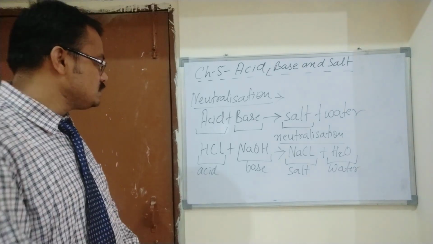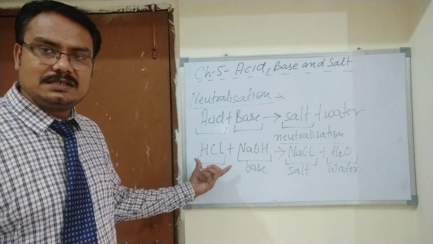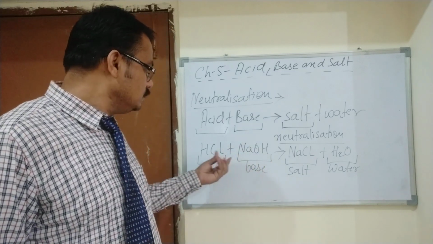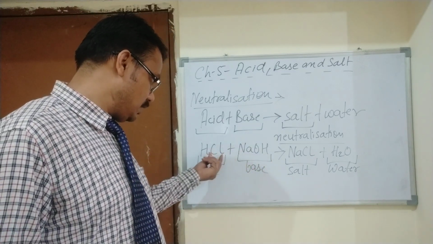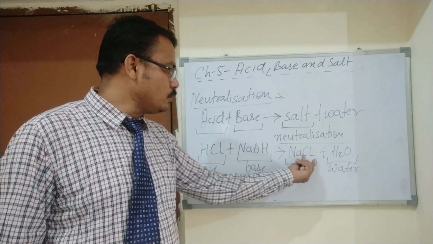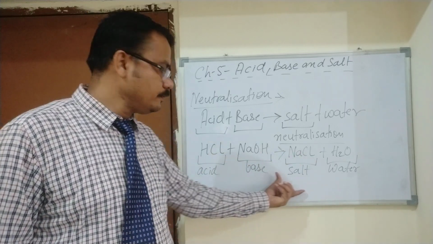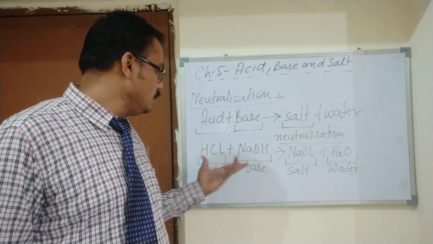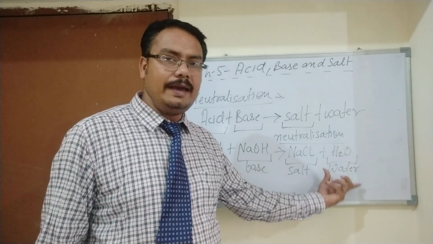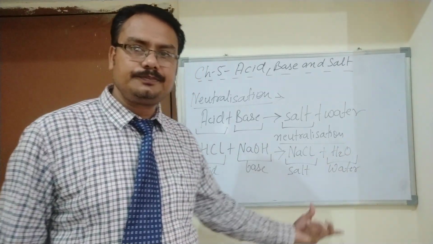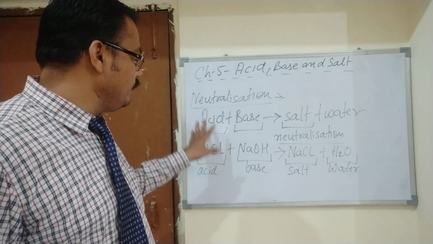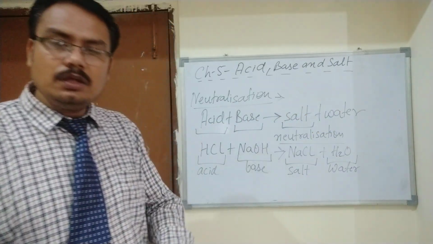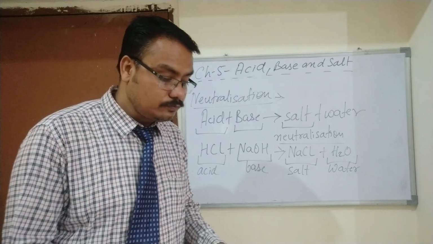You are seeing here HCl is an acid and NaOH is a base. When these two react, sodium comes in contact with chloride to form sodium chloride, which is a salt, and hydrogen and hydroxide together form H2O, that is water. So what you have seen here, students, is that when an acid comes in contact with a base, it forms salt and water. This is called the neutralization reaction.